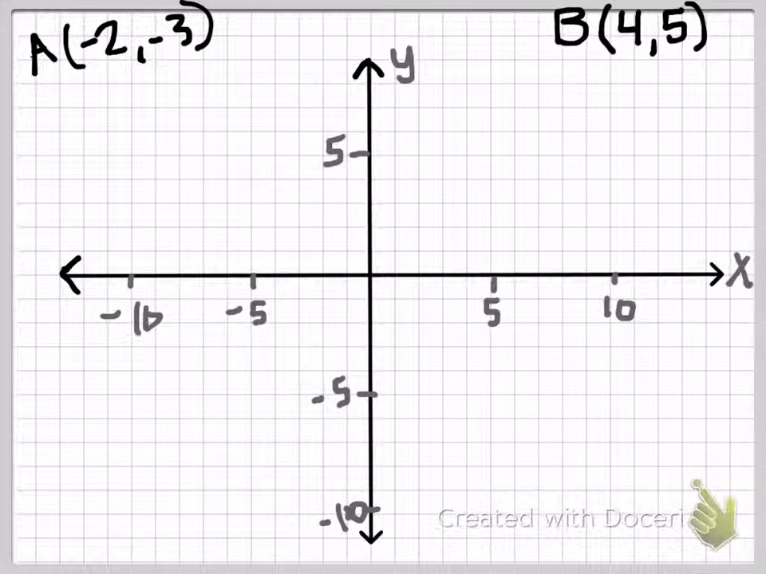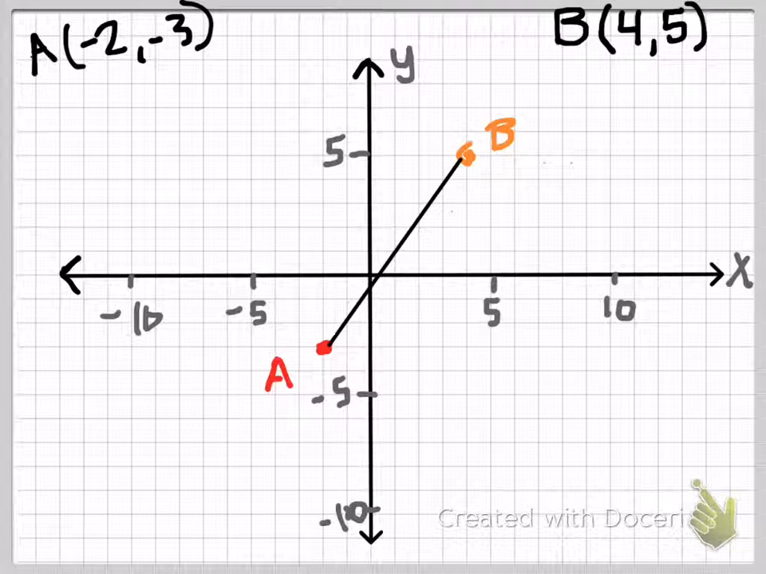Okay, and now I'm going to plot my first point. So point A is located at -2, -3. I start in the center or at the origin, and I go over to -2 and down -3. It's right there. Then to plot point B, I need to get to 4, 5. So again, I start at the origin, and I go over to +4 and up to +5. You guys can't see it on the screen. There we go. And so that's point B. And then we want to connect the dots. And that's the line that we want to know the slope of.